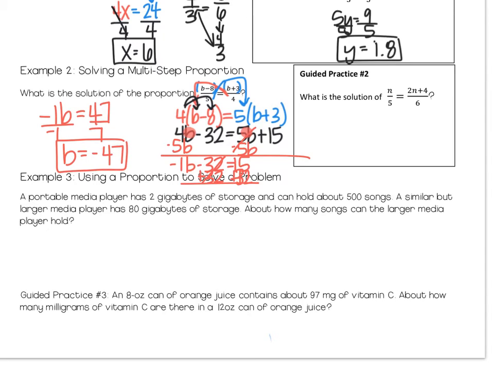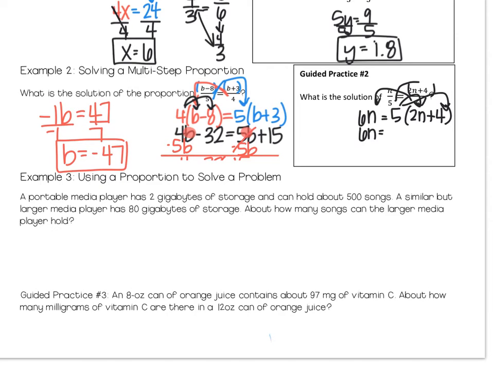Guided practice number 2. Pause the video, try that one on your own, and I'll give you the answer in just a second. Okay, cross products. You're going to do 6 times n, and you get 6n. Then you're going to do 5 times all of this, so it's 5 times 2n plus 4. You have to distribute the 5, and you get 6n equals 10n plus 20. To solve, you're going to subtract 10n from both sides, and you get negative 4n equals 20. Now we'll divide both sides by negative 4, and we get n equals negative 5.